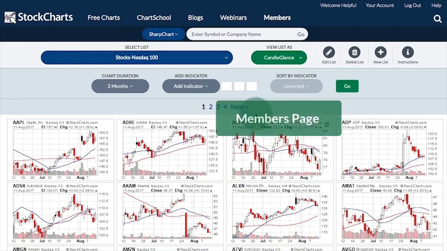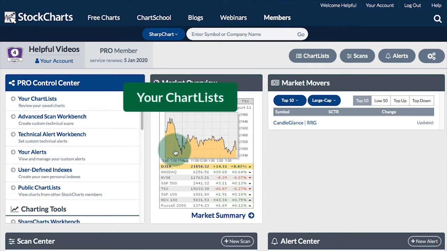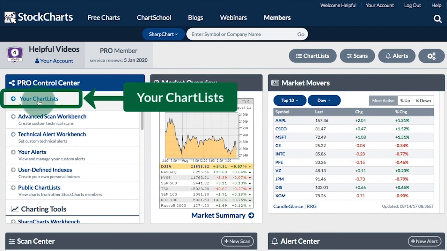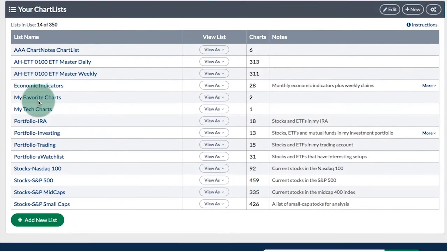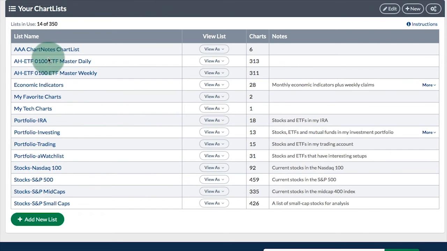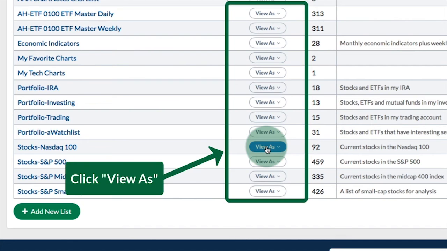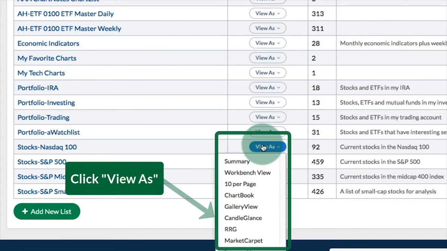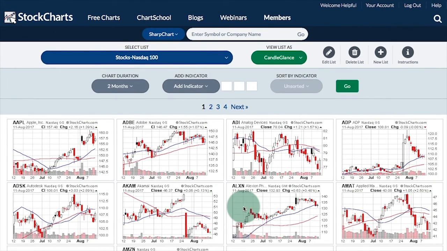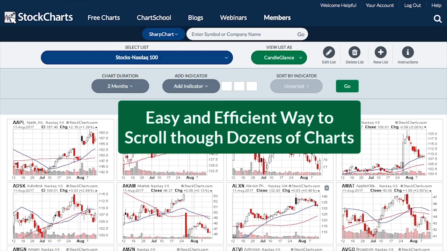Chartists can also view a chart list in Candle Glance format by going to the Members page. So here I am on the Members page. And if I go to my chart list, by clicking that link, I will be taken down. And there you will see all of your chart lists. And I have a View List As drop down, and I can choose Candle Glance from that drop down to see that list in Candle Glance format. This is very handy for scrolling through dozens of charts in a short period of time.